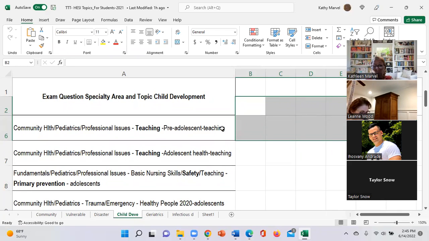What are some adolescent health teaching topics? Well, we know that one of the risks in adolescence is accidents, motor vehicle accidents. So that's maybe where we teach seatbelt safety.